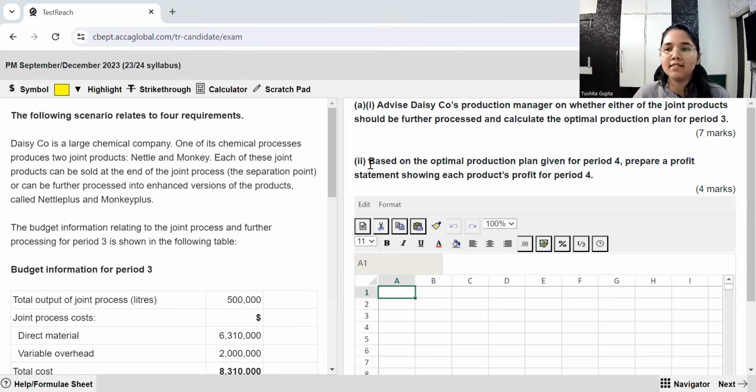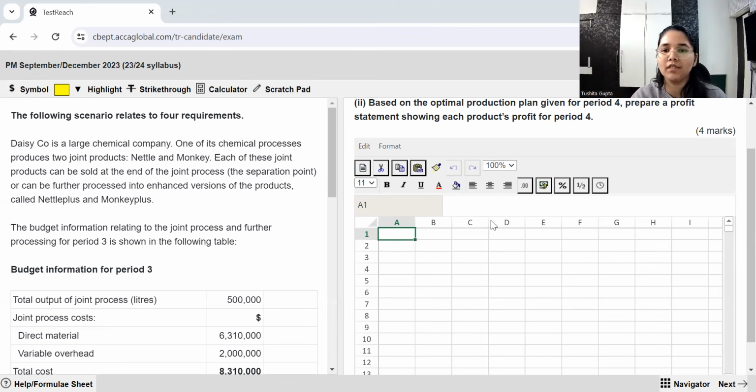This is Tushita Gupta, ACCA affiliate, and in this video we are going to be solving Daisy Company. This is the first section C question given in the latest past paper which is available for the March 2024 attempt, which is your September-December 2023 exam. Now, without any further delay, let's get started with the question.